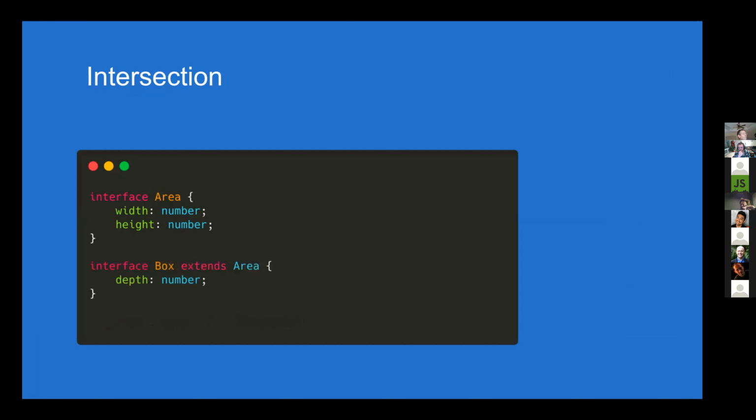You can also use the extends keyword on interfaces to add more options. So box now extends area. We're just adding depth to width and height. This is another way of doing it too, outside of intersections.